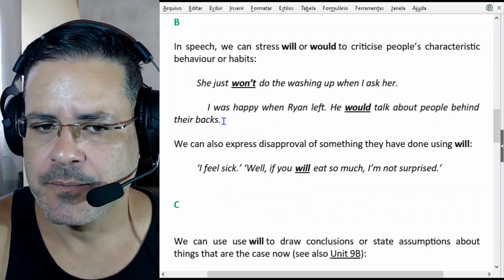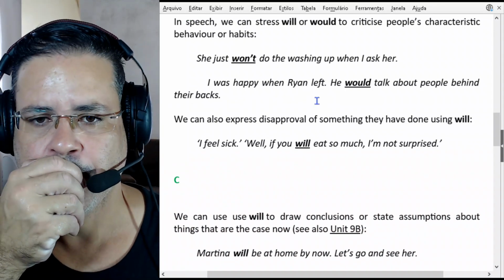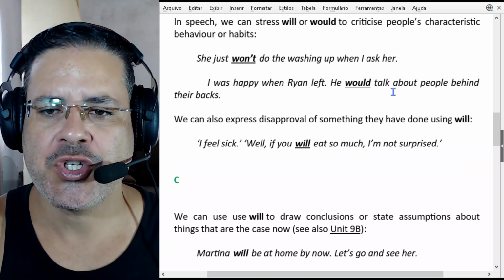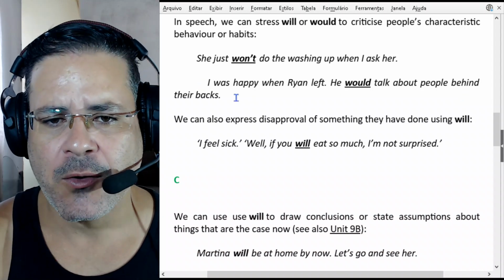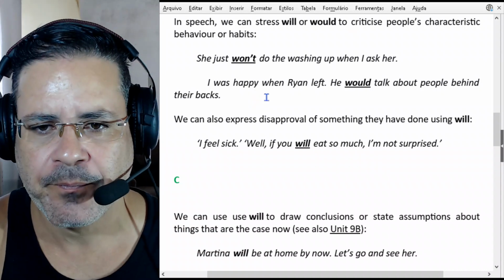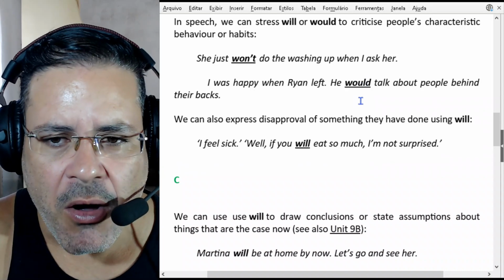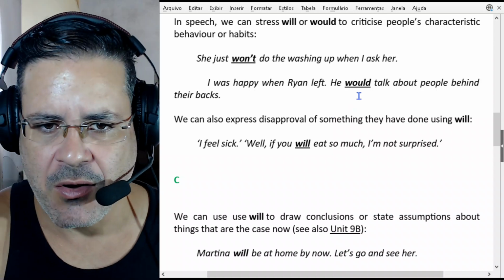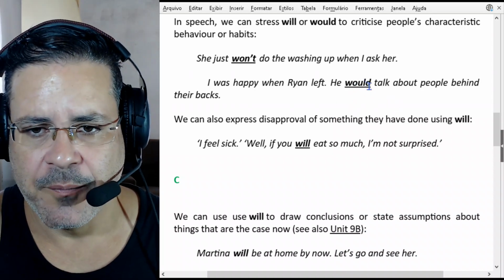Another example. I was happy when Ryan left. He would talk about people behind their backs. Again, I was happy when Ryan left. He would talk about people behind their backs. We might emphasize that would. He would talk about people behind their backs. We stress those words, those verbs.